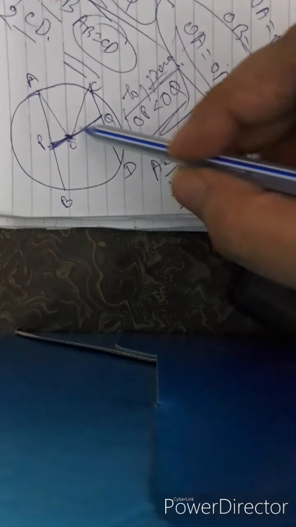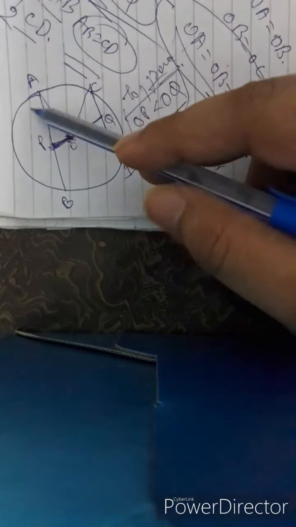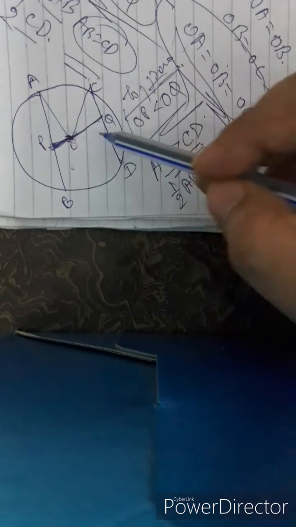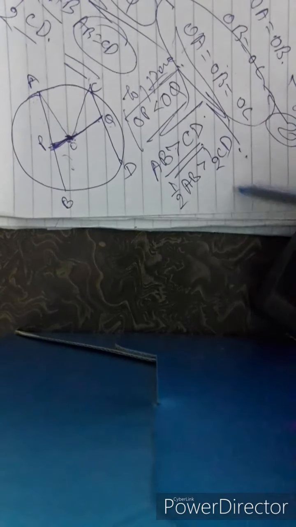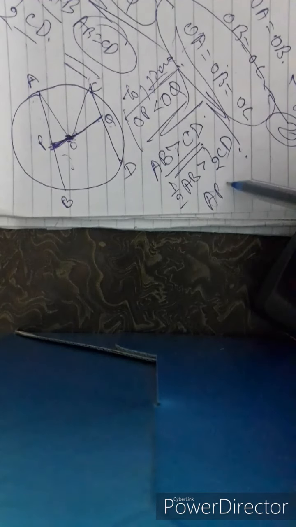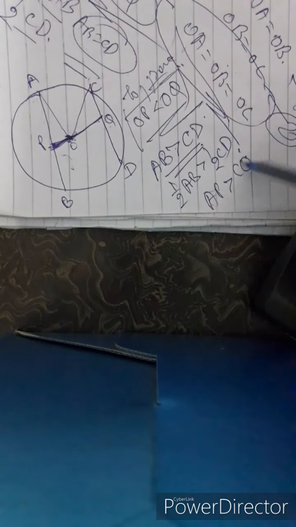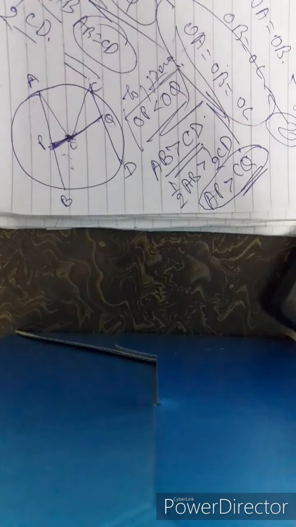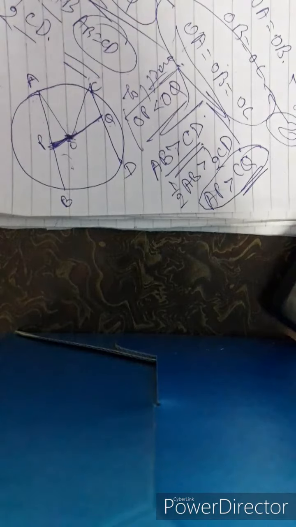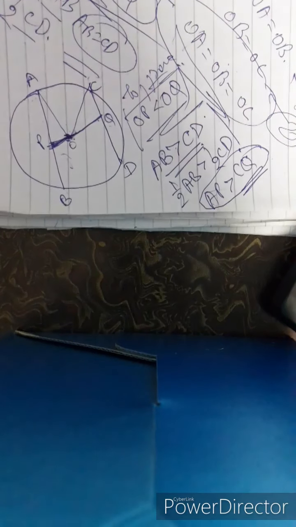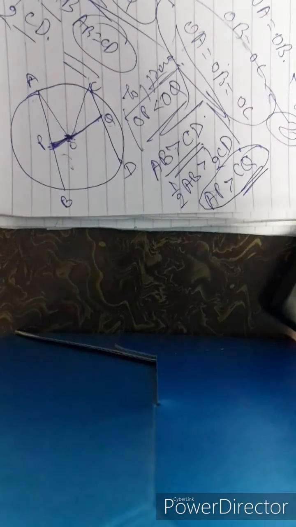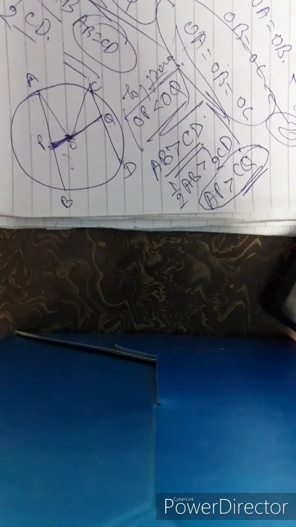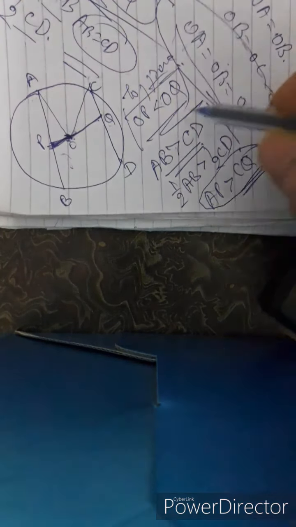Since OP is the perpendicular bisector of AB and OQ is the perpendicular bisector of CD, half of AB can be taken as AP, and half of CD can be taken as CQ. So AP is greater than CQ. I hope you got what I have said up till now.